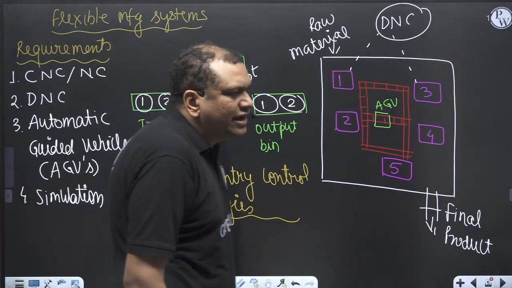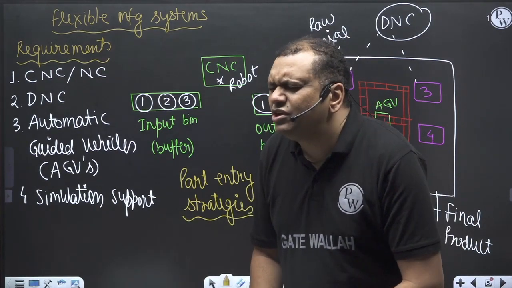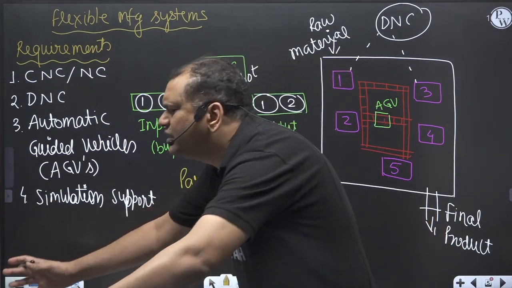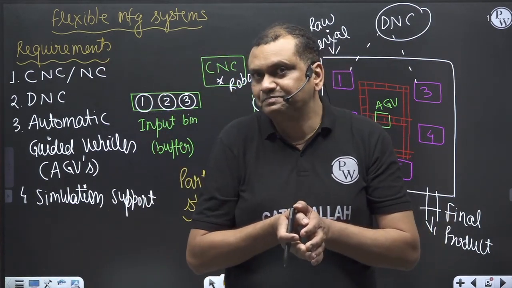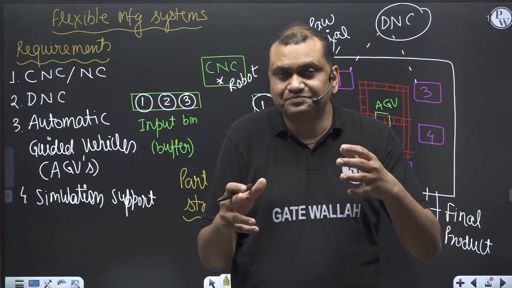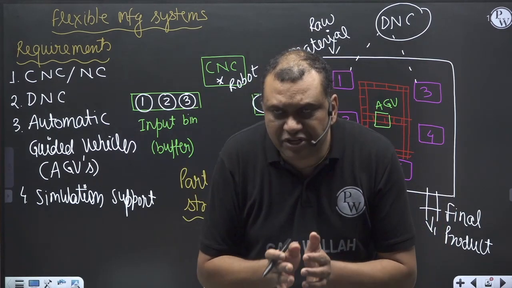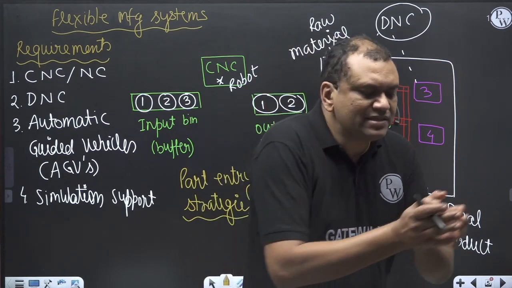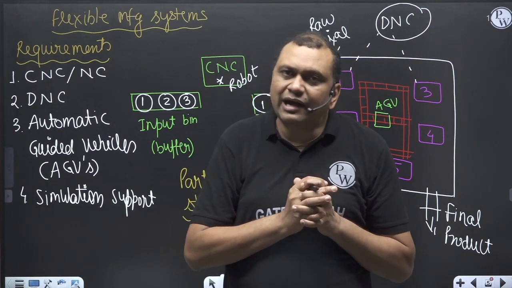What is a part entry control strategy? The sequence in which the robot will pick up the raw material from the input bin and place it on the machining center. And after machining, the same robot will pick up the semi-finished assembly and place it in the output bin.